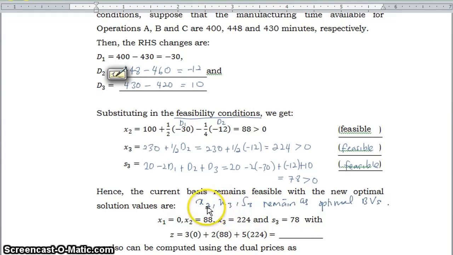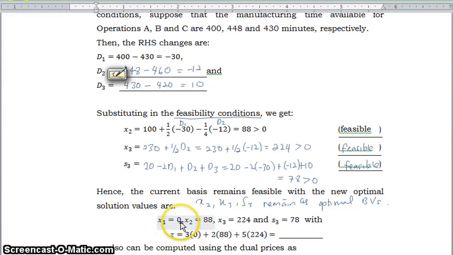What is the value of X2, X3 and S3? From this calculation, we can see that the value of X2 is no longer 100. The new value of X2 is 88. X3 changed from 230 to 224 and S3 increased from 20 to 78. These are the new values of X2, X3 and S3. And X1 remains equal to 0 because X1 is a nonbasic variable.